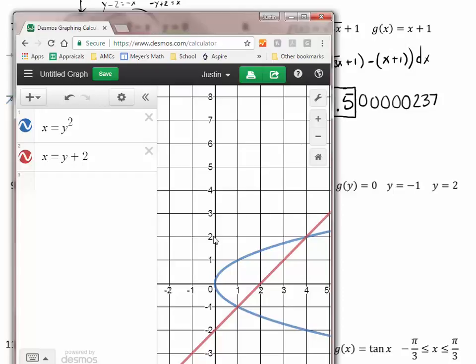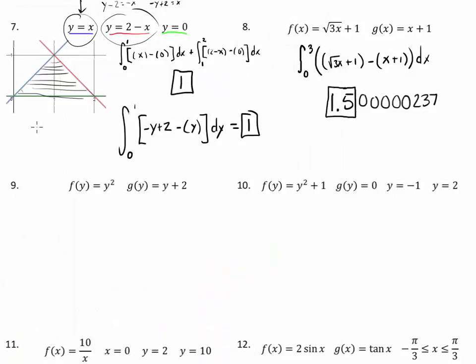And my top equation, remember this is y, so it's kind of tipped on its side. This line right here is my top, and the parabola is my bottom. So it's going to be y plus 2 minus y squared. So we've got it from negative 1 to 2, and then this one was the top equation. So we'll do y plus 2 minus the bottom equation, y squared dy. And we type that into our calculator and get 4.5.